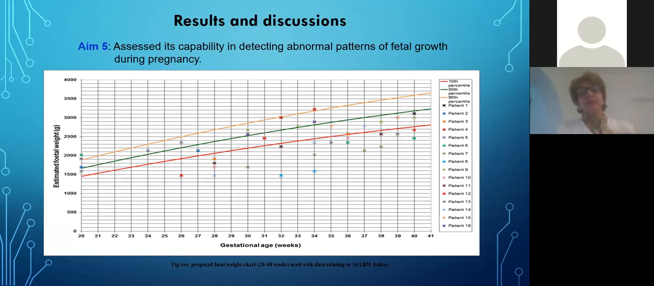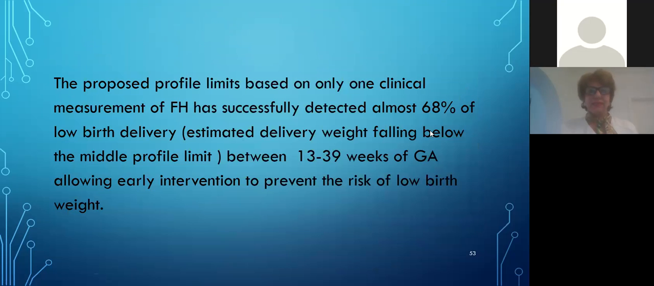Then in the data that the student collected, after that, 460 of them, there were 16 low birth weight data, and you can see that applying this model, 68% of the low births could be picked up between week 20 and 40. So we could say that the model can prevent and give us warning. Thank you. I'm finished.